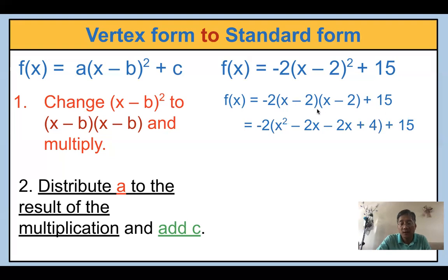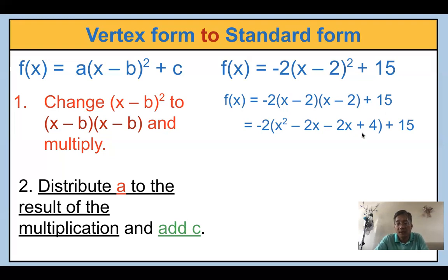So now FOIL: negative 2 times x, inners, negative 2x again. And then negative 2 times negative 2, last one. Negative, negative becomes positive, 2 times 2 is 4. Make sure they are in the parentheses, right? Because you are supposed to multiply by negative 2 later.